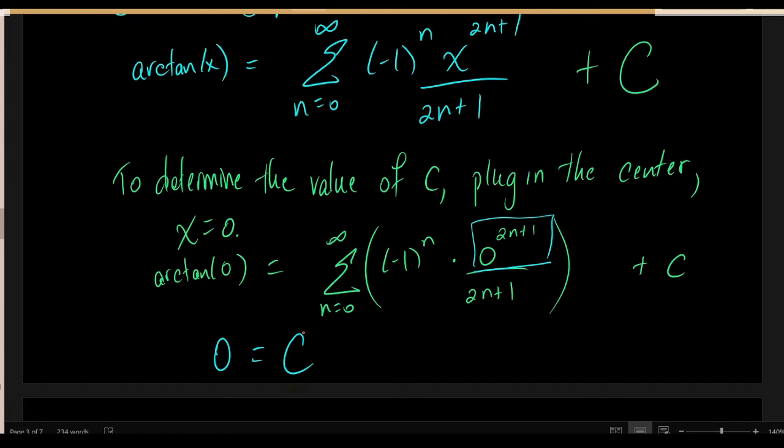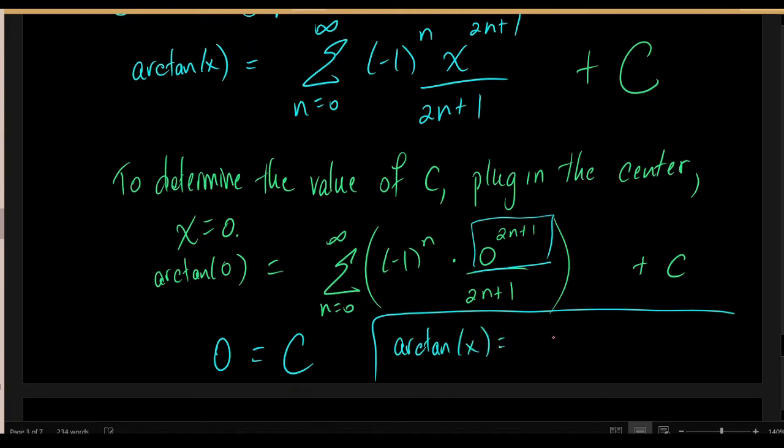So having determined that, I can safely conclude that arctan of x is equal to the sum as n goes from 0 to infinity, negative 1 to the n, x to the 2n plus 1 power divided by 2n plus 1, plus 0. There is no constant term necessary to make the right-hand quantity equal to the left-hand quantity.